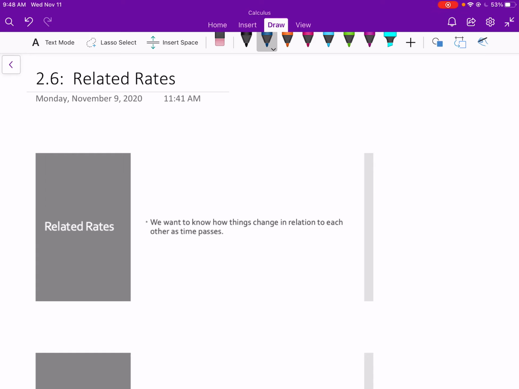This is section 2.6, related rates. So related rates are an application of derivatives that helps us find how things are changing in relation to each other as time goes on.